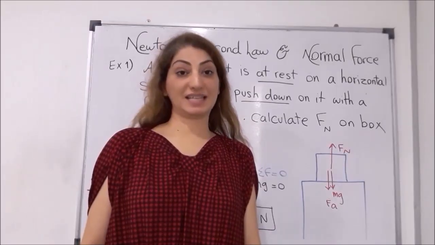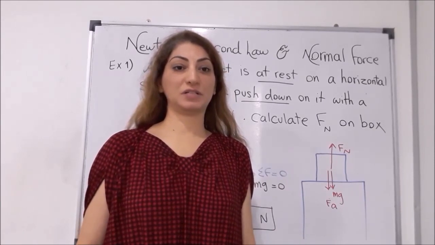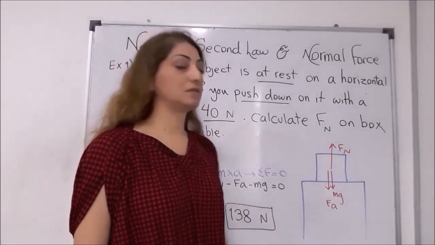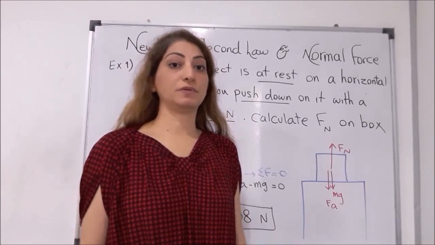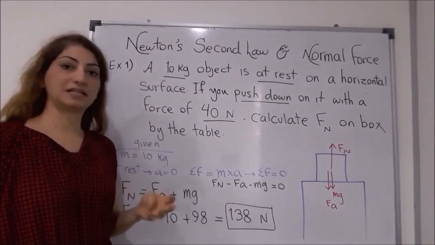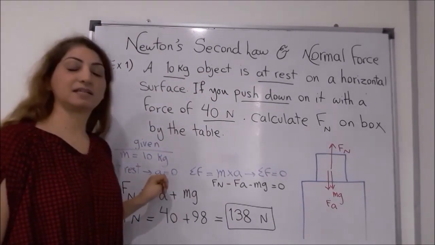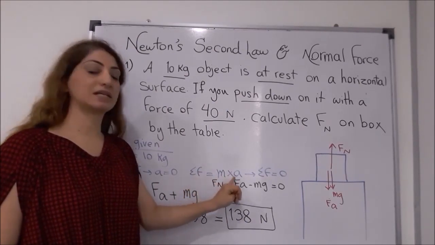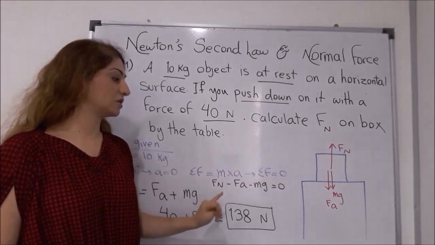So you can use this formula to find the normal force of the object at rest. Let's do another example. In this example, we have an object resting on a horizontal table or surface. The object is at rest, which means it has no acceleration, no net force, and so it doesn't move. Let's read the question first. A 10 kg object is at rest, so the mass is given. At rest also means there is no acceleration. It means that the sum of the forces, which is equal to mass times acceleration, becomes zero because the acceleration is zero. So the object doesn't move.